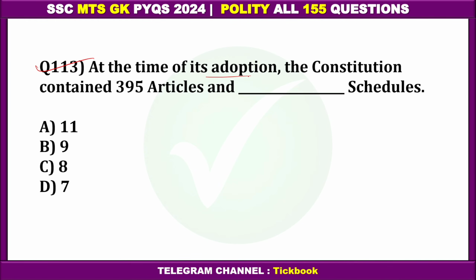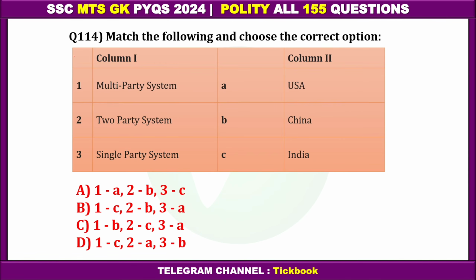113. At the time of its adoption, the Constitution contained 395 articles and dash schedules. Number C is the correct answer. 8th schedule. 114. Match the following and choose the correct option. Column A, column 1 and 2. Option number D. 1C, 2A, 3B.